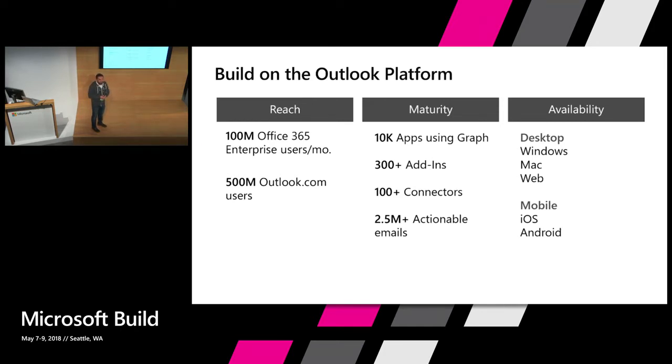We have about 10,000 apps connecting to Microsoft Graph. There are about 300 plus add-ins, about 100 plus connectors available in Office Store. And we have actually a new capability called actionable messages. And so far, about 2.5 million actionable messages have been sent. The platform is currently available on all major Outlook clients.